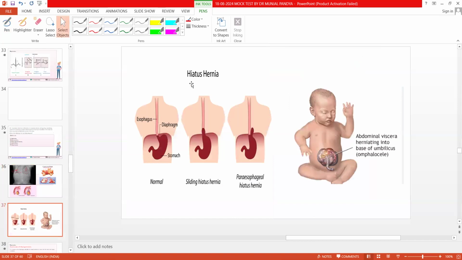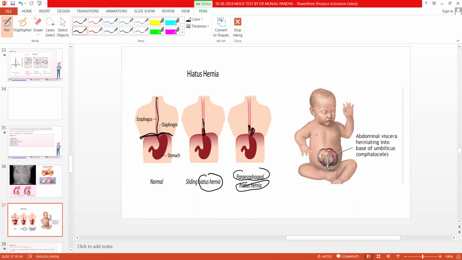Two more pictures: hiatal hernia. I took all the pictures for you to understand. This is normal: the normal esophagus, the diaphragm on the right and left side, and the stomach. Nothing is coming up from down to up. Here you can see sliding. Sliding means part of the stomach is sliding through the esophageal opening. This is called sliding, and this is called paraesophageal because it goes parallel to the esophagus. Both are hiatal hernias.